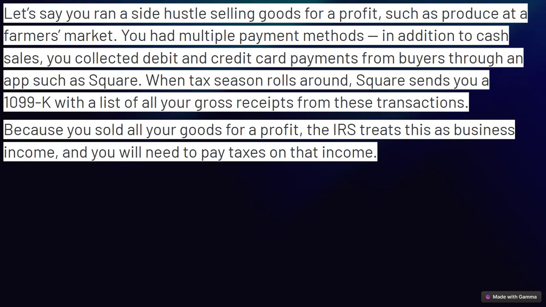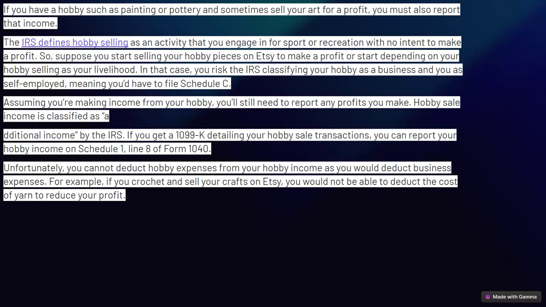Let's say you ran a side hustle selling goods for a profit, such as produce at a farmer's market, and you use multiple payment methods like Cash App, Square, things of that nature. In January, Square is going to send you a 1099-K with a list of all the gross receipts from those transactions. Because you sold the goods for a profit, it's treated as a business and you would need to pay taxes on that income. If you have a hobby, it's a little bit different.